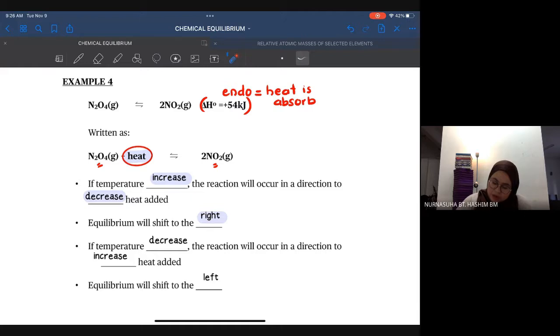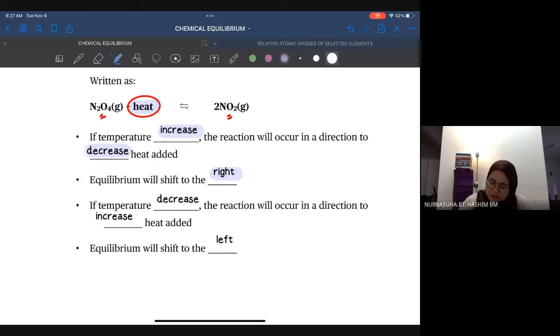Okay, now kalau you tambah temperature, maksudnya heat tu tinggi lah. When heat increase, kita akan cuba decrease the heat. Macam mana kita nak decrease the heat? So kita bagi heat tu dekat product. So equilibrium shift to the right. If we decrease the temperature, reaction will occur to increase the heat added. So equilibrium will shift to the left.